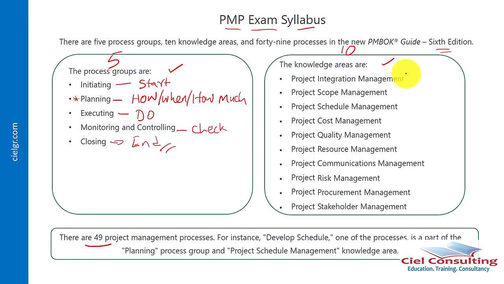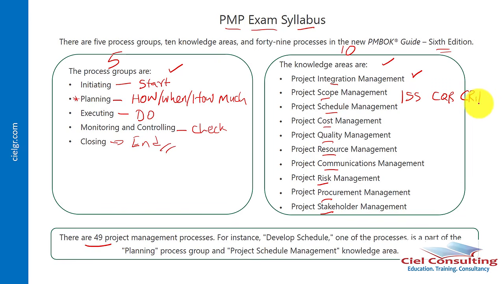Then also we shall talk about the 10 knowledge areas, which of course include project integration management, scope, schedule, cost, quality, resource, communication, risk, procurement, as well as stakeholders. We usually have a mnemonic for remembering these 10 knowledge areas, which we refer to as the IS CORE CREEPS. IS CORE CREEPS.